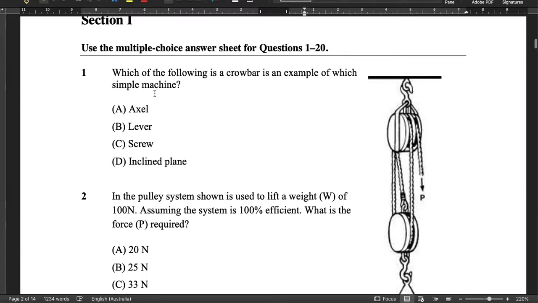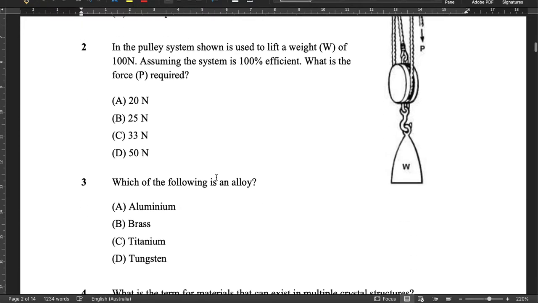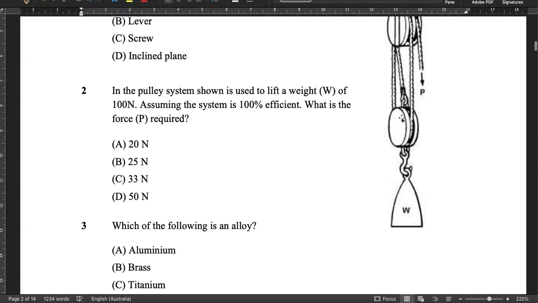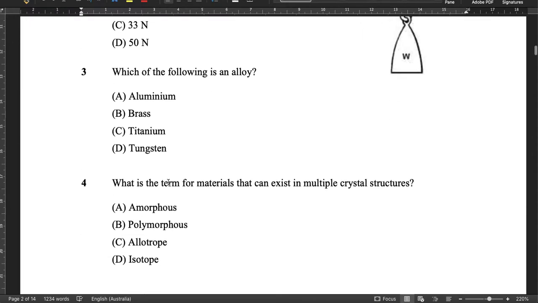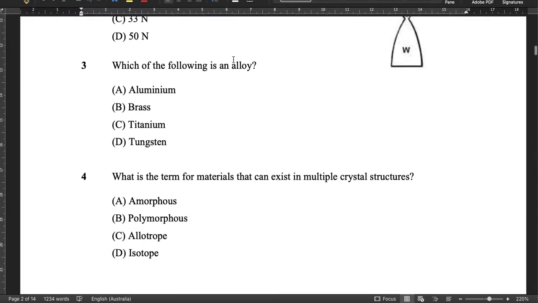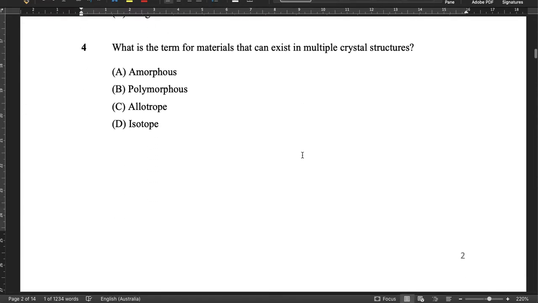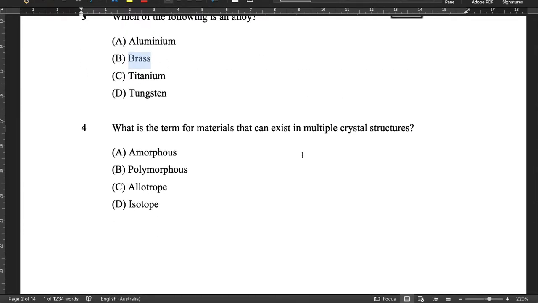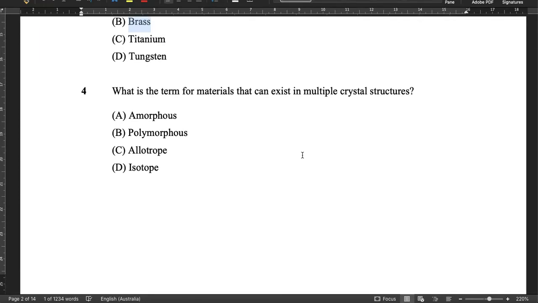Okay, a simple machine, which of the following, a crowbar is a lever. Okay. There's 3 ropes touching the moving pulley, so it's a mechanical advantage or a velocity ratio more accurately of 3. So 100 newtons divided by 3 is 33 newtons. Which of the following is an alloy? Brass must always be an alloy of copper and zinc. Zinc. Okay.